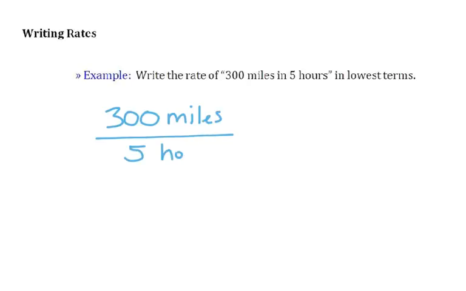Here it will look like 300 miles, that came first, divided by 5 hours. But notice there is no way to get rid of our units here. Miles and hours measure different things. Miles measure distance, hours measure time. So unlike a ratio, you cannot cancel out the units.